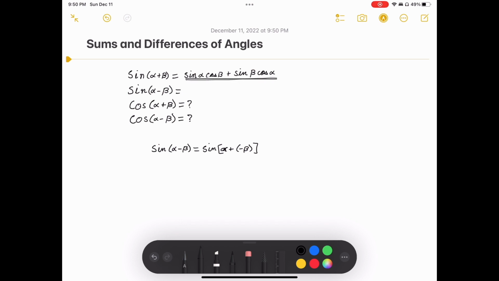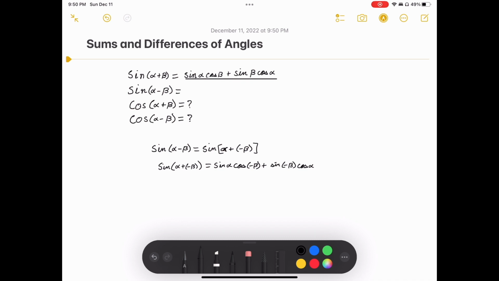We're going to begin by using the trigonometric identity we do know, sine of alpha plus beta, to find sine of alpha minus beta. And we can do this by simply saying that sine of alpha minus beta is the same thing as saying sine of alpha plus negative beta. And now that we have this, we can simply use our previous trigonometric identity that we already have for sine of alpha plus beta to find sine of alpha minus beta. So let's go ahead and do that.